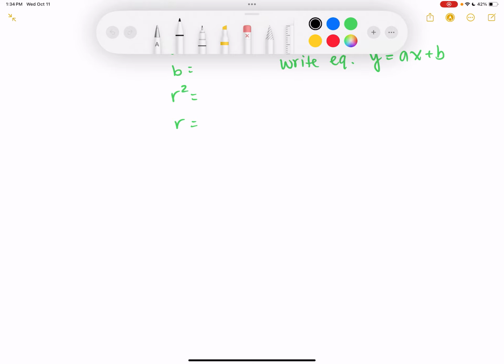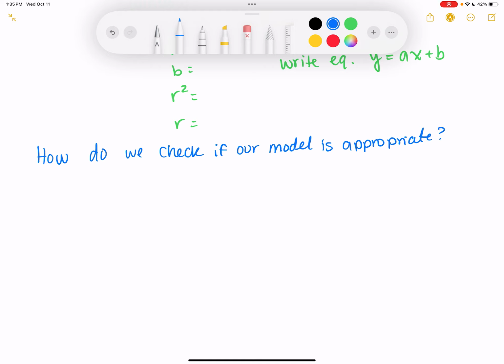Okay. So, how do we check if our model is appropriate? We are going to look at the residual scatter plot, which is going to be different than a normal scatter plot.